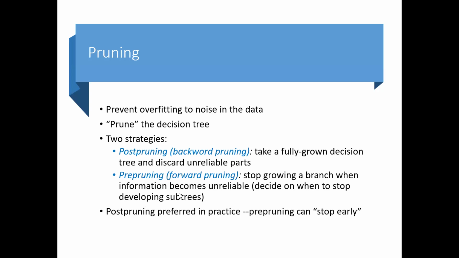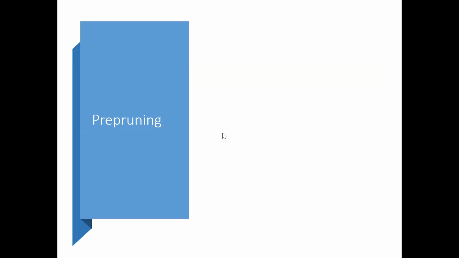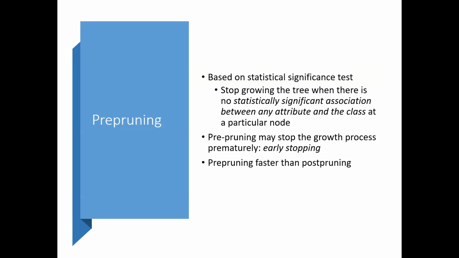Usually post-pruning is preferred. Pre-pruning, again, the idea is based on statistically significant values. The problem with pre-pruning is that it might stop very early, which we call early stopping. But there's an advantage compared to post-pruning: it will be much faster.